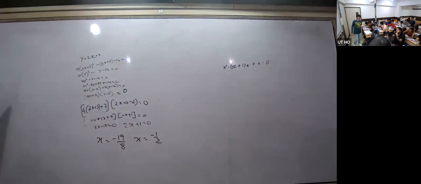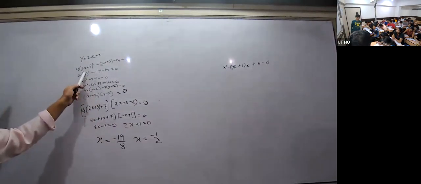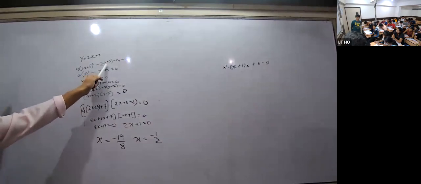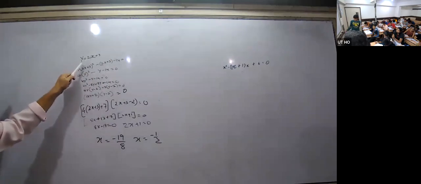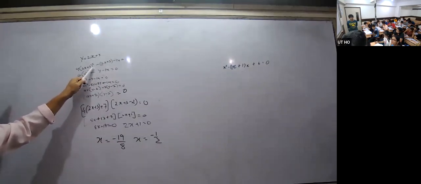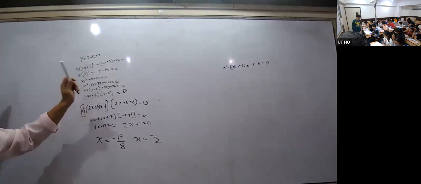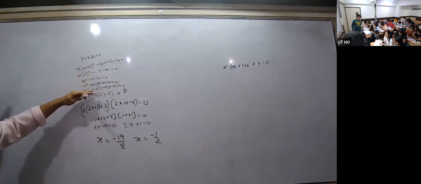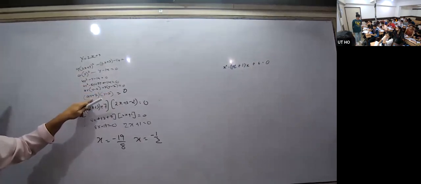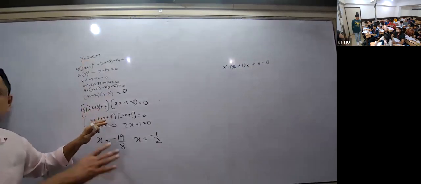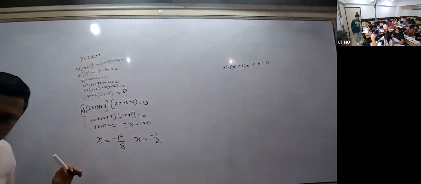Half the things you are not reading. Use the substitution y is equal to 2x plus 3. So look here, the question is this one: 4 times (2x plus 3) all square minus (2x plus 3) minus 14 equal to 0. Use the substitution means instead of 2x plus 3, what will you substitute? Y. So 4y square minus y minus 14. Understood or not? Then you solve it and get a factorization. After that, replace y as 2x plus 3 and get the value of x. Understood or not?